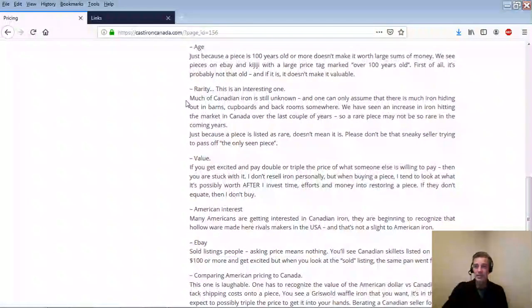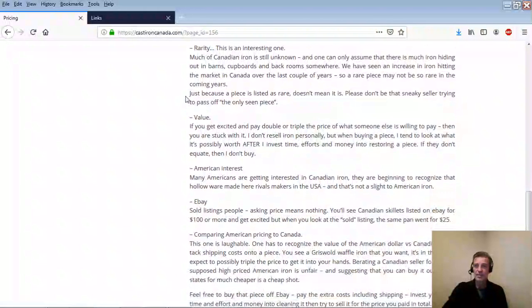Rarity is going to be a hard one in Canada because right now there's not a lot of iron out there. We're seeing a lot of GSW, a lot of Finlay, like post-60s Finlays. We see a fair number of Diamond Gs, for starters. We see a lot of McClary pieces and whatnot. There's a lot of foundries we haven't seen anything from yet, and there are other foundries we've seen one piece from, and that is pretty rare. Now, there could be thousands of them hiding out in barns and whatnot.